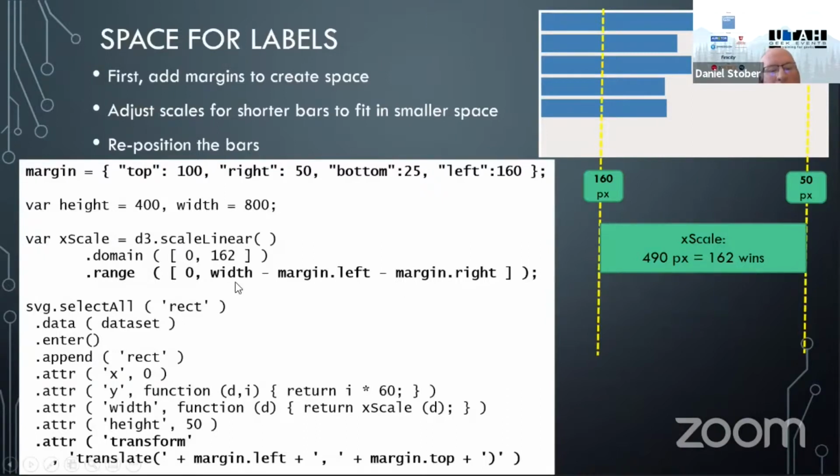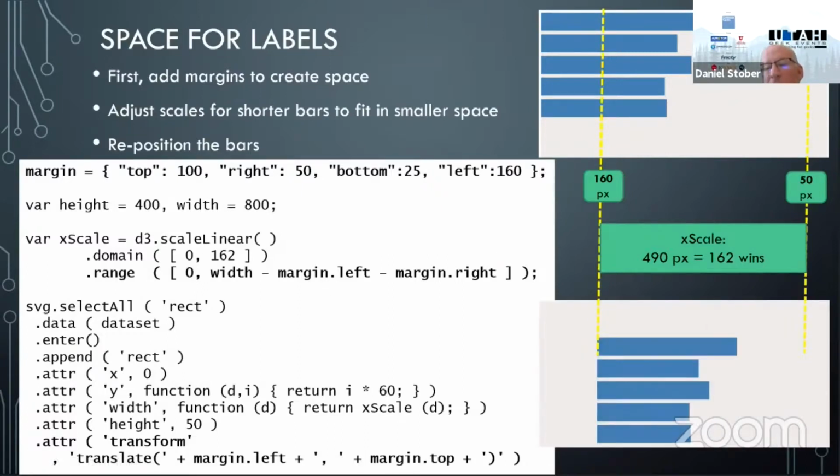So, you know, it will recalculate all of these and make the bars relatively fit in whatever space I've defined based on the subtraction. In this case, the width of the SVG minus the margin space I wanted to do on the left minus the margin space I want to do on the right. When I do that, then my bars have all shrunk.